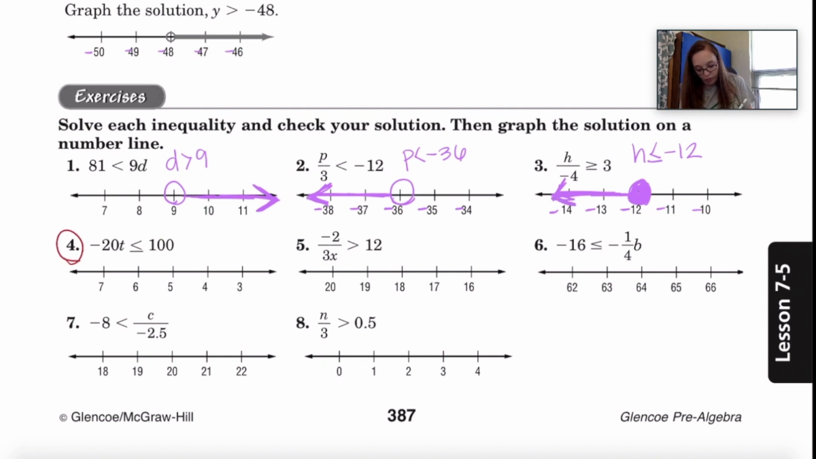Okay, now it's your turn. You're going to do 4 through 8. And I believe that you may have noticed some of these, the negative symbols are not on the number line, so add those in. So you need to fix number 4 and 5. Okay, so pause the video and complete those problems.